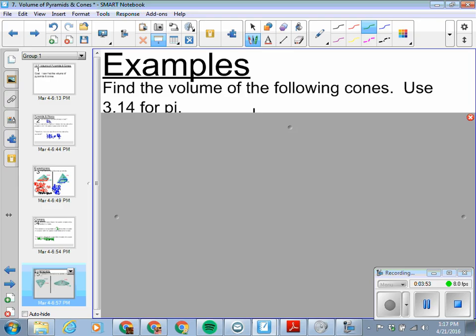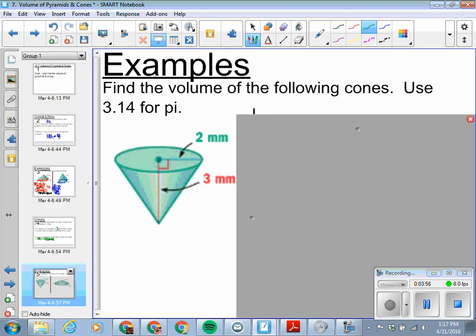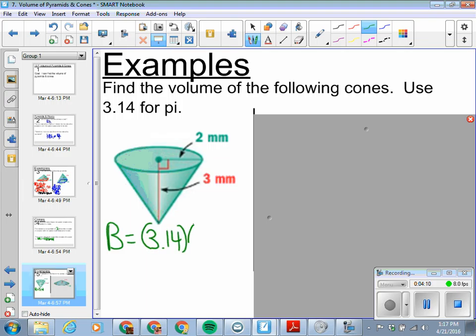So let's try that out using 3.14 for pi on this one. We've got a radius of 2 and a height of 3. So let's start by finding the area of the base first, which will be pi times the radius squared. Remember, just like from cylinders, which equals 3.14 times 4. Actually, I don't need a calculator for this one. It's 12.56. We now take that and do it times the height of the cone, which is 3.